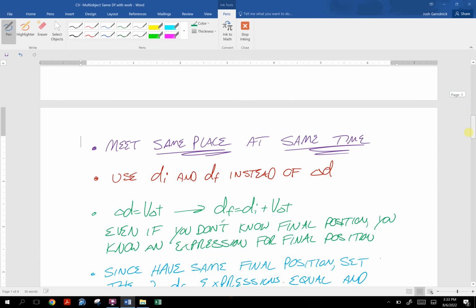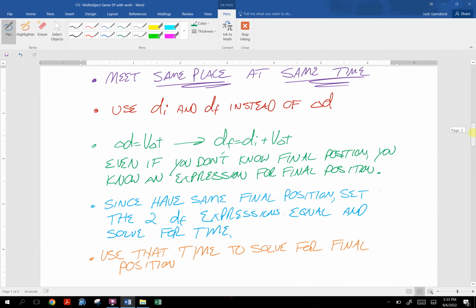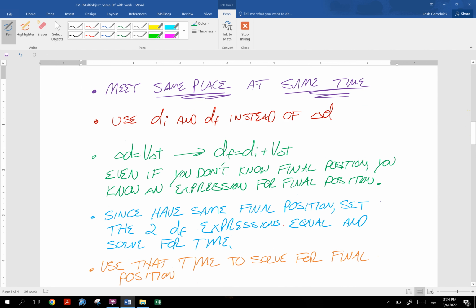All right. In review, we've already done multi-object problems, but those multi-object problems did not meet at the same place, same time, and in that case, they traveled the same distance with different times, or same time, different distances. Excuse me. This problem in particular, these two objects are meeting at the same place, same time. It literally says, where and when will they meet? That should be screaming to you that you want to use DI and DF. You want to use initial and final position instead of delta D.